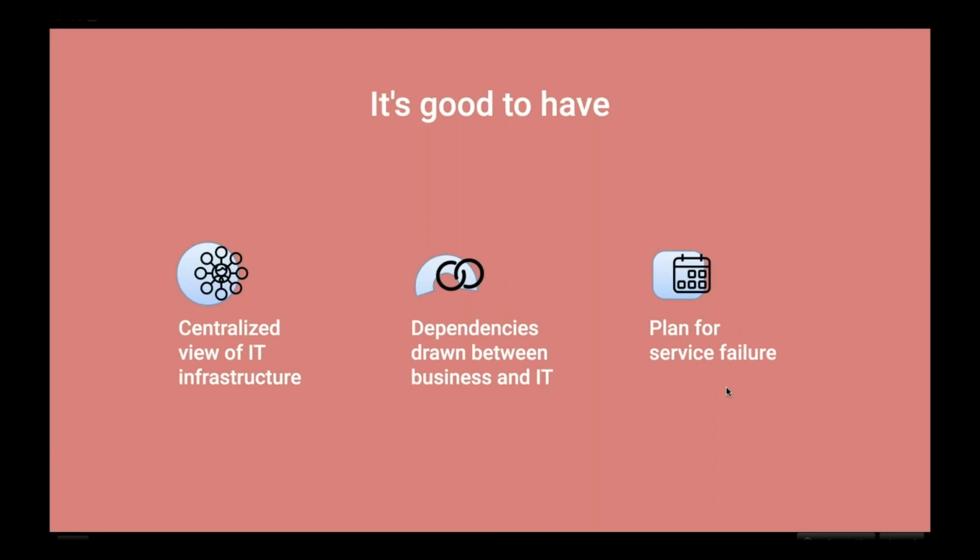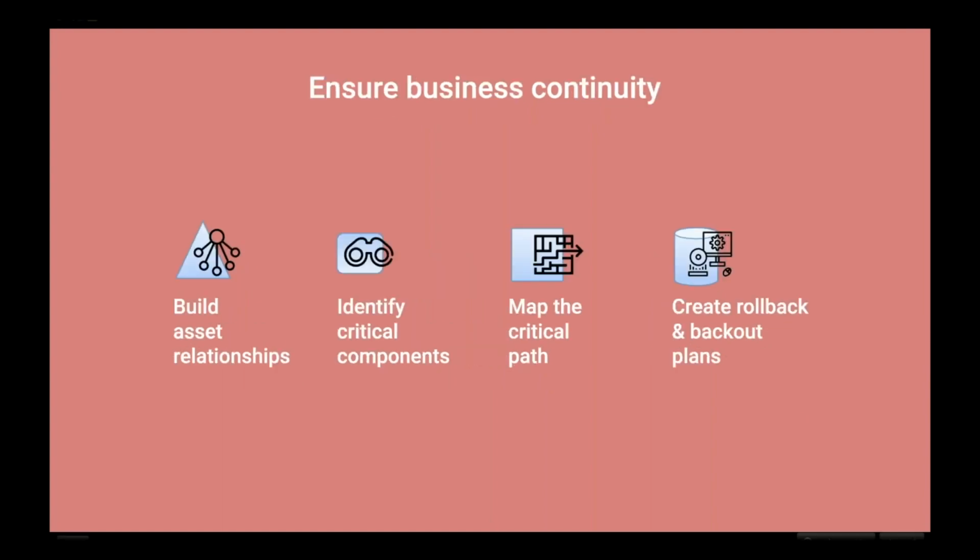All right. It also shows the dependencies between IT and business. And also you can effectively plan for failures, right? So when you are going to perform a change activity, you can quickly know how you can plan the downtime, and then you can go ahead with the change activity, right? So with the configuration management database, you can ensure business continuity. You can build the asset relationship and store it as a configuration.